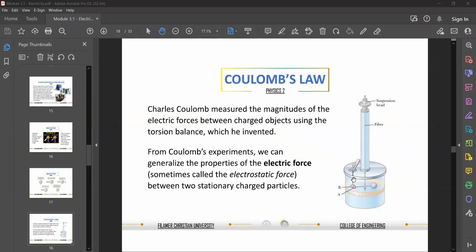So next we have Coulomb's law. So what is this Coulomb's law? Charles Coulomb measured the magnitudes of the electric forces between charged objects using the torsion balance which he invented. So this is the representation of the torsion balance. Okay, so from Coulomb's experiments, we can generalize the properties of electric force, sometimes called electrostatic force, between two stationary charged particles. So we have these A and B.